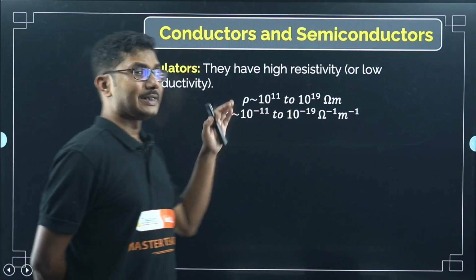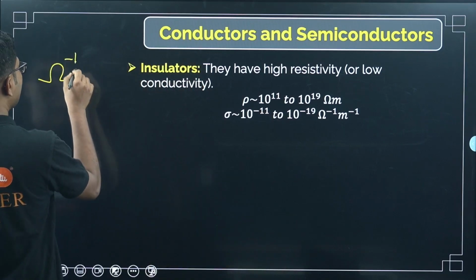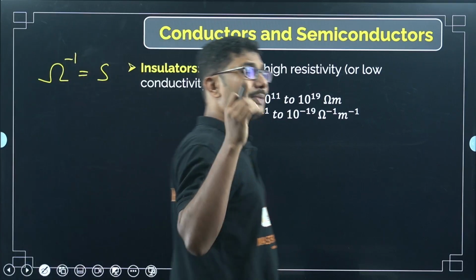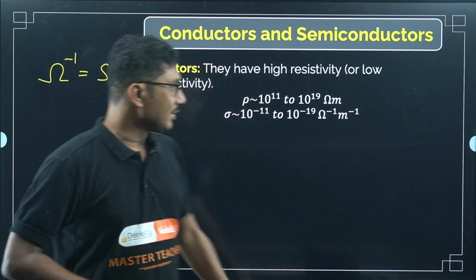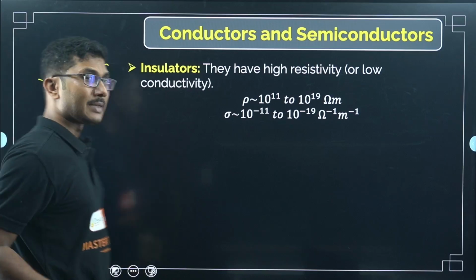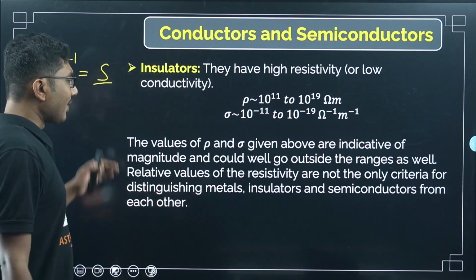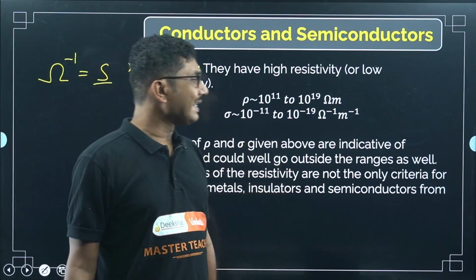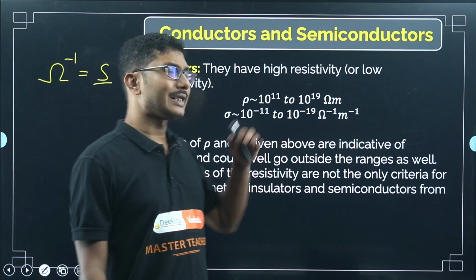ohm inverse meter inverse. Now, for ohm inverse, sometimes you will see another unit called Siemens, denoted by S, but S is not any new unit, it is just ohm inverse. That's why I am using the ohm inverse unit. I don't want to trouble you with the unit Siemens. Siemens is nothing but ohm inverse. Now, the values of rho and sigma given above are indicative of magnitude and could well go outside the ranges.